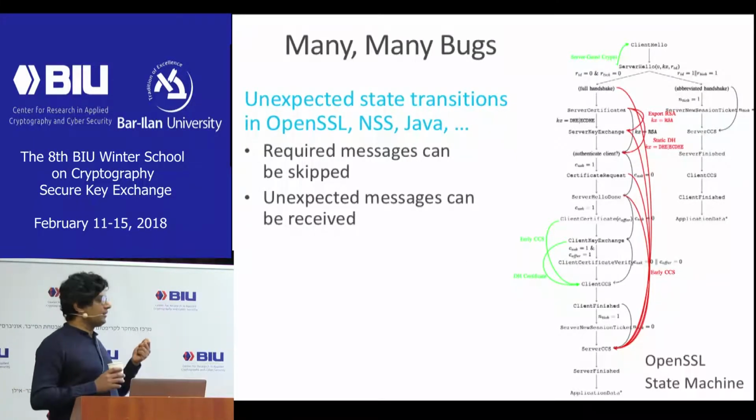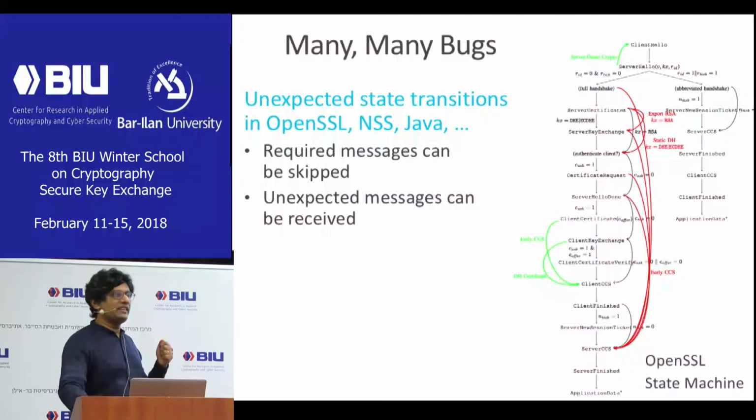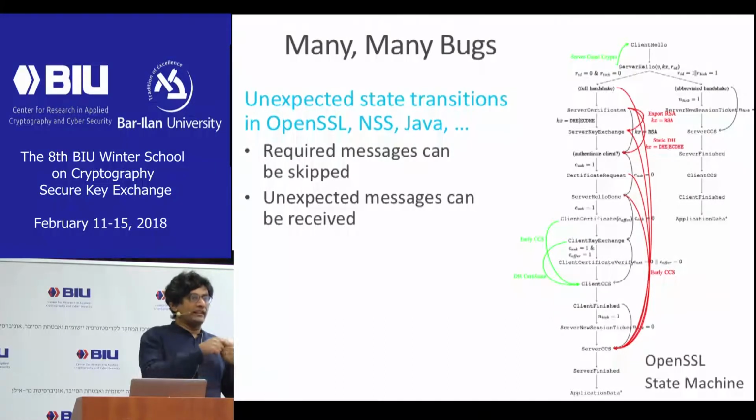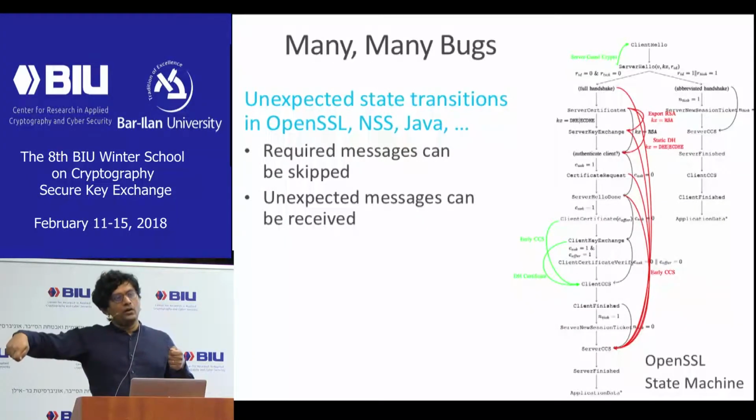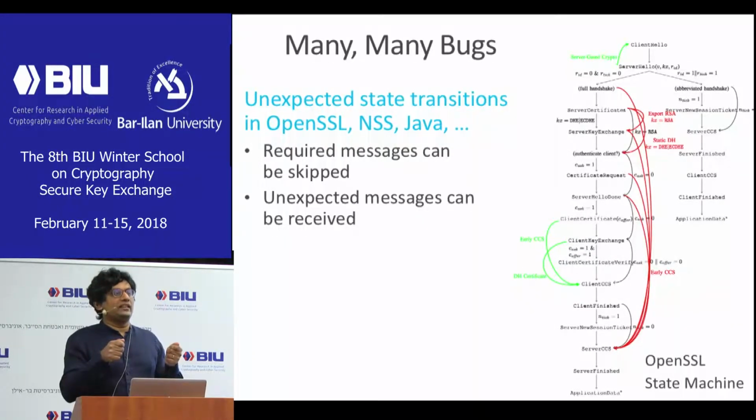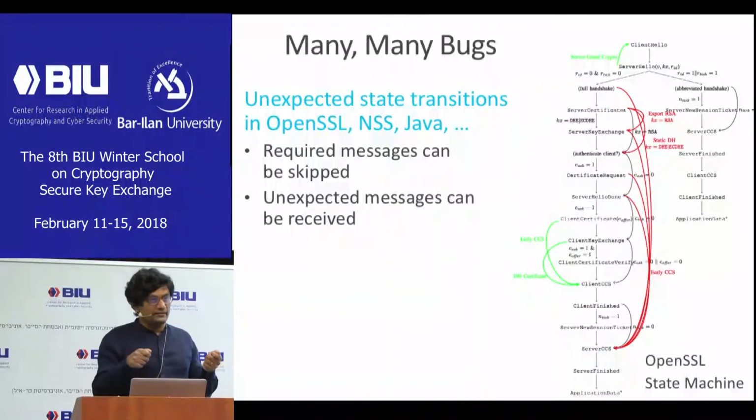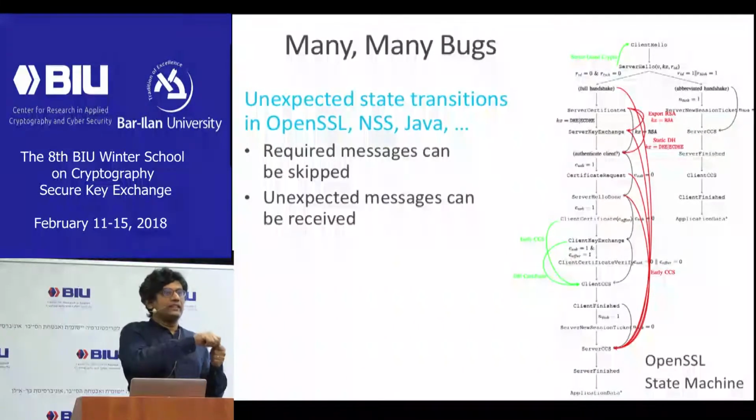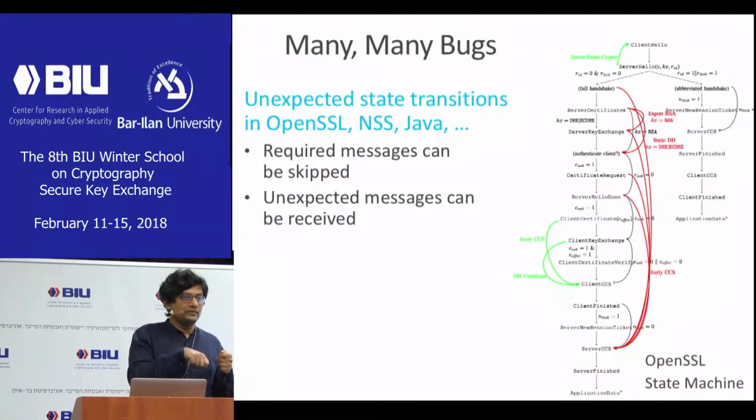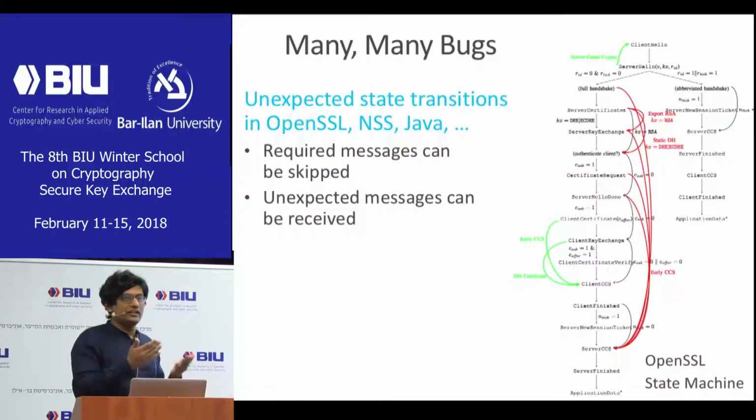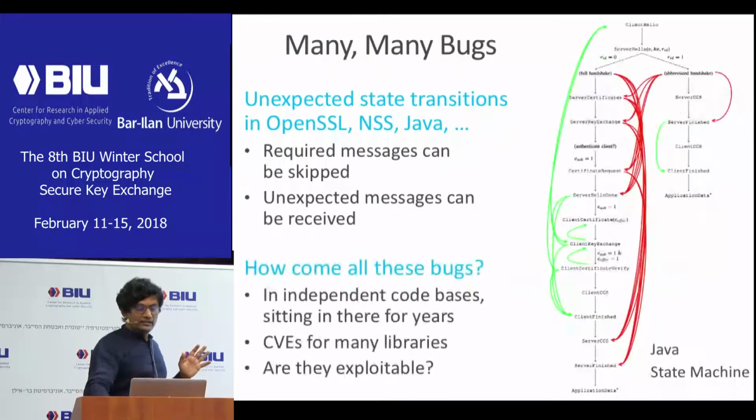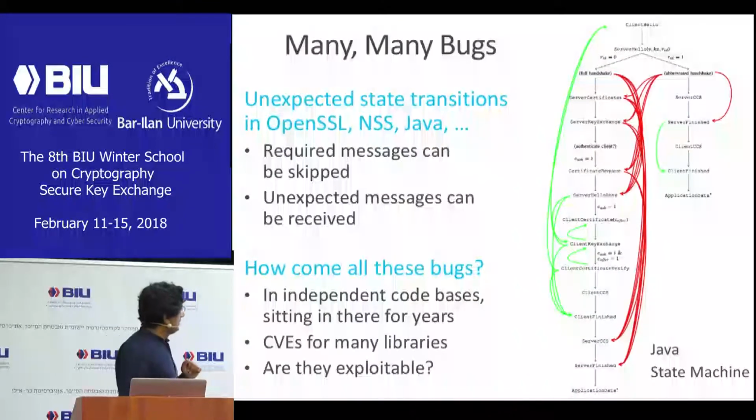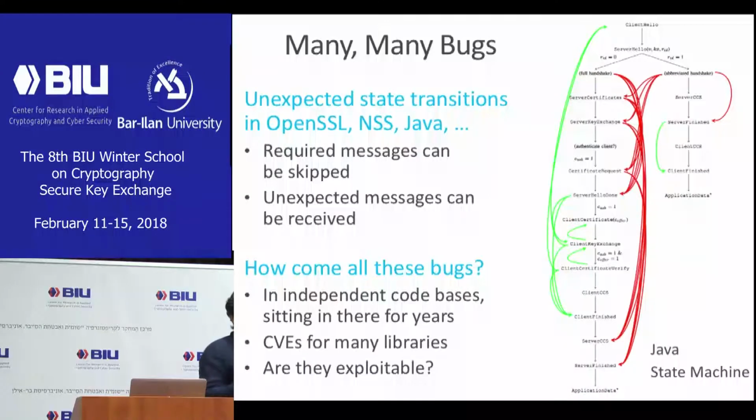And these extra transitions typically are of two forms. There was a message which I think of in this particular key exchange as required. You must send this message, but the transition allows me to skip it. Or there's a transition which I think corresponds to a message which must not be sent in this particular key exchange, and the extra transition allows me to send it. So skipping and inserting. Those are the two kinds of bugs in the state machine. And if you look at the Java state machine, there's like a bazillion extra transitions, because it's almost like allowing me to go from any state to any state.